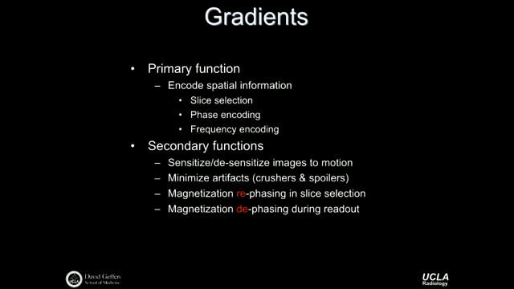There's also secondary functions for the gradients. We'll talk about these a little bit in this class, but we can actually use the gradient fields in more specialized ways to allow us to sensitize or desensitize images to motion. We might want to quantitatively measure motion, or we might want to eliminate motion artifacts. And depending on your goal for a particular sequence, the gradients can help you with either. They help us minimize artifacts through the application of what are called crushers and spoilers. We'll see more about this later. And they're important for rephasing in the slice selection direction and dephasing during readout.